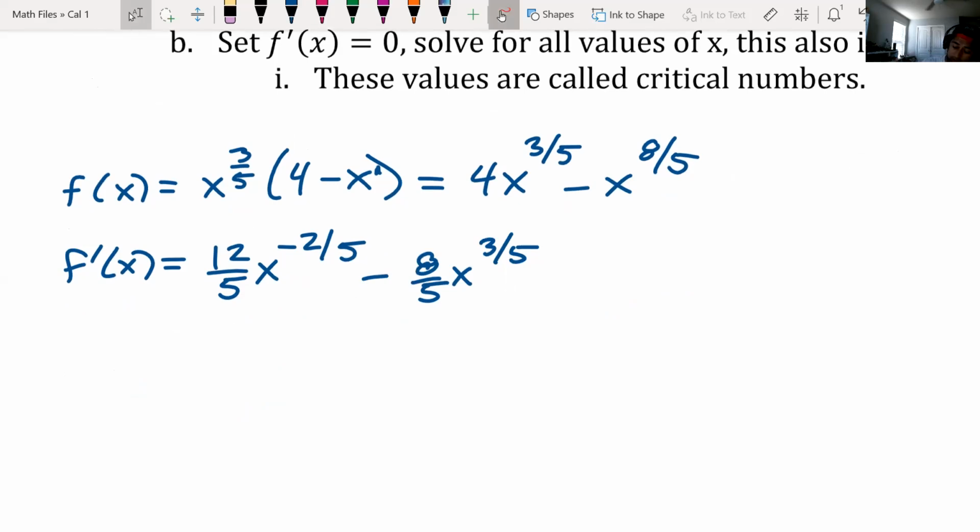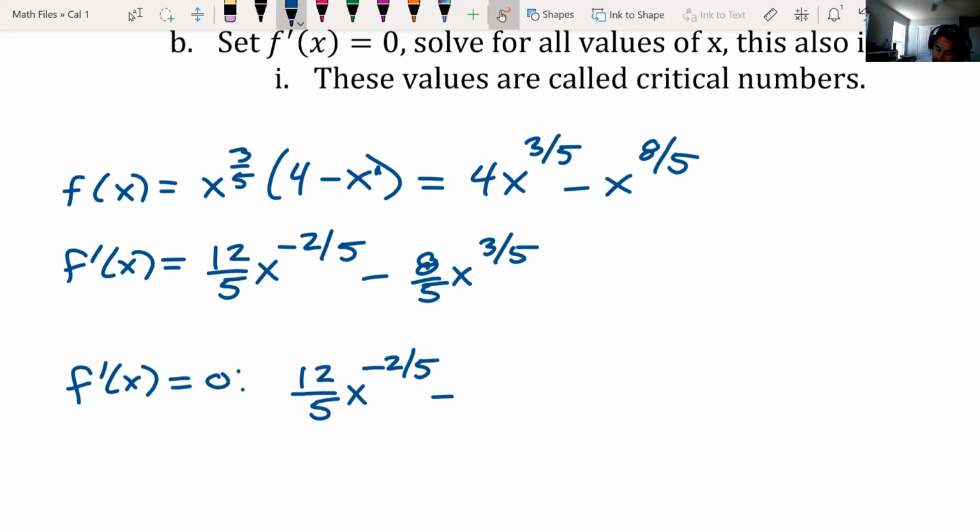Now to find the critical numbers, you set the derivative equal to 0. Okay. So we have 12/5 x to the negative 2/5 minus 8/5 x to the 3/5 equal to 0. Ooh, looks great. So we want to solve for x here. So let's go ahead and simplify a bit.